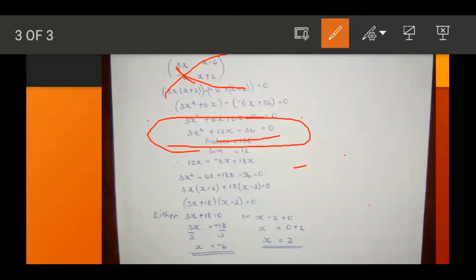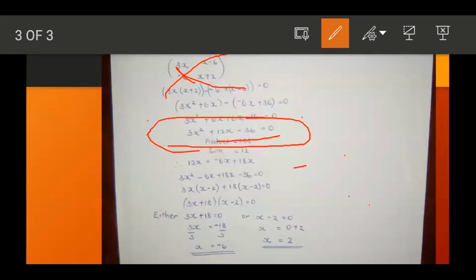So the product will be negative 108. Then the sum will be 12. And we will split this 12x. It will be negative 6x plus 18x. So 3x squared minus 6x plus 18x minus 36 is equal to 0.